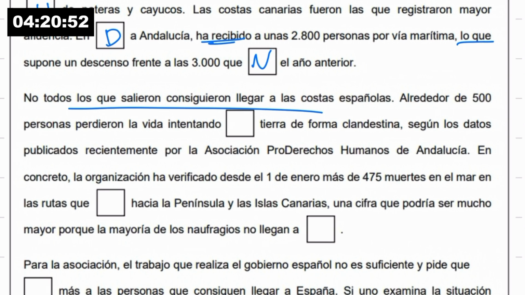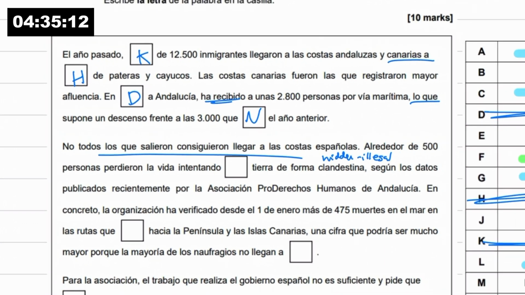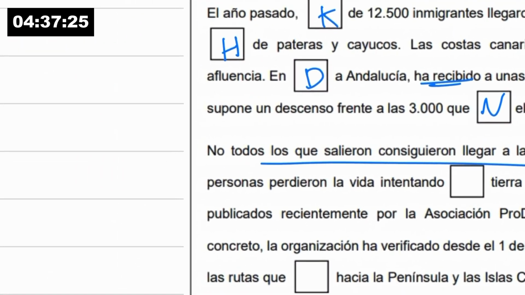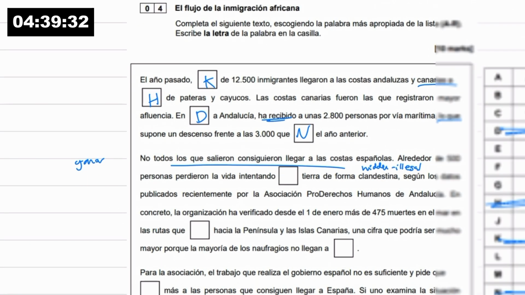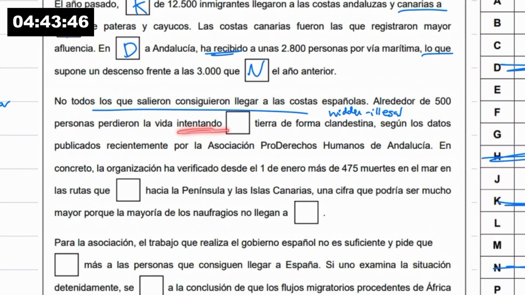Alrededor de 500 personas perdieron la vida intentando tierra de forma clandestina. Clandestina is like hidden or illegal. Tierra is the word for ground, land. I'm thinking ganar tierra, I've heard that as an expression before. But ganar isn't in the list. It must be an infinitive here then. After intentando, we wouldn't have a conjugated verb. It has to be an infinitive, doesn't it?